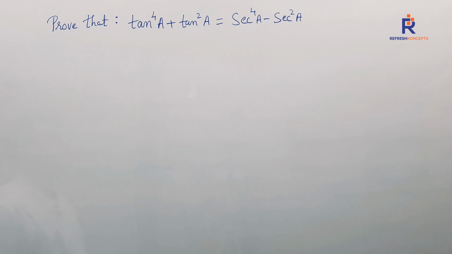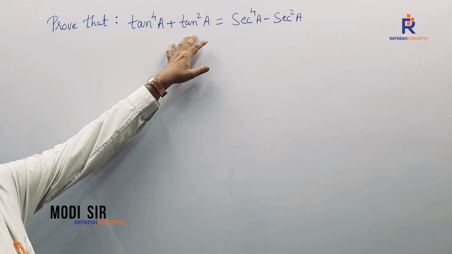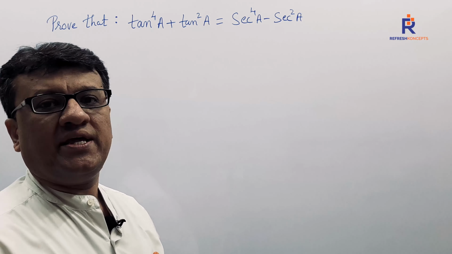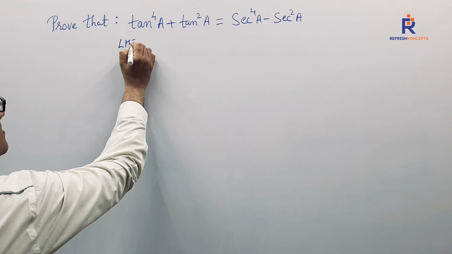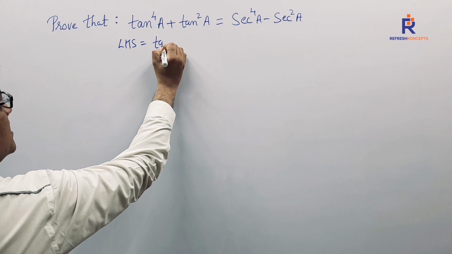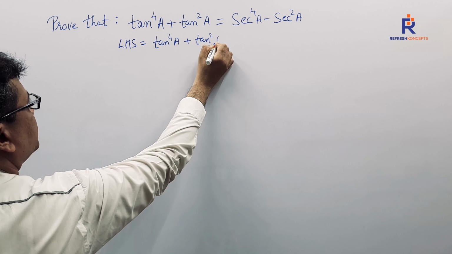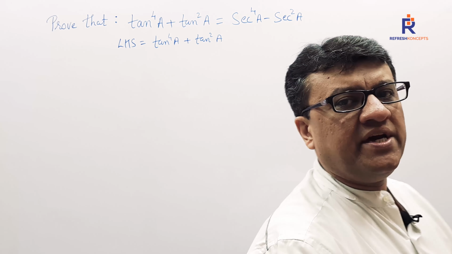Let's move further with the next question. Prove that tan raised to 4a plus tan square a is equal to sec raised to 4a minus sec square a. So we'll start with our LHS: tan raised to 4a plus tan square a. We have written our LHS.